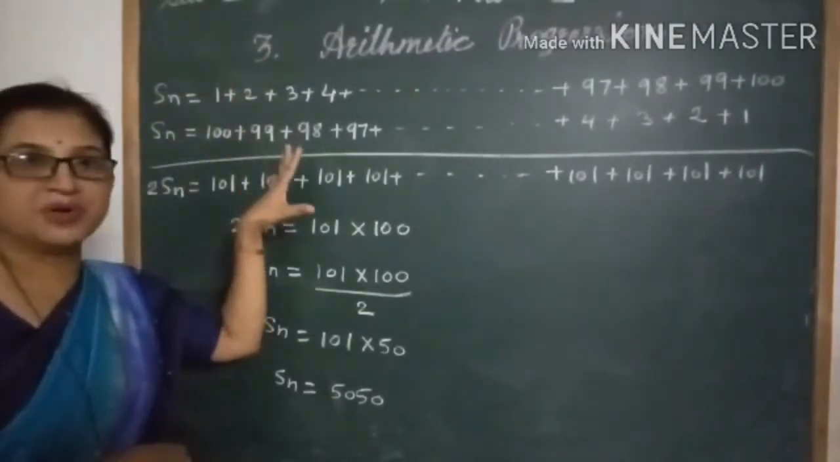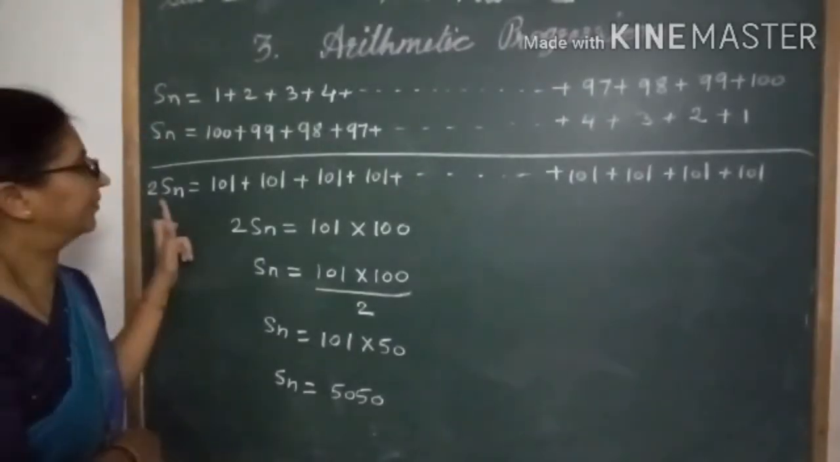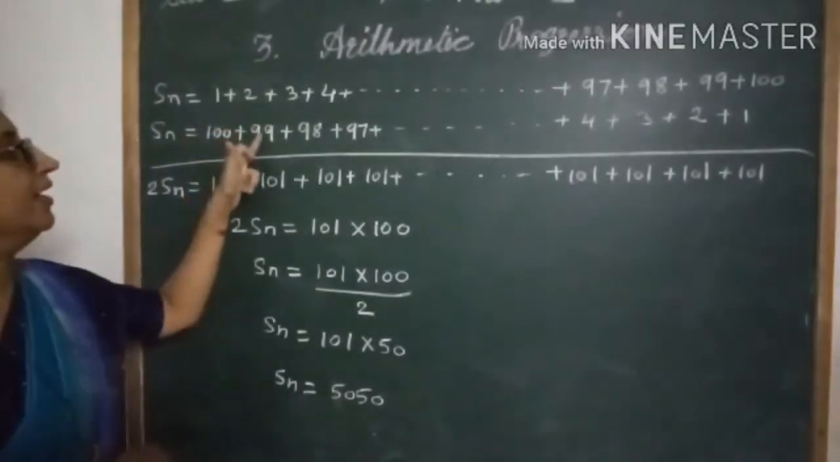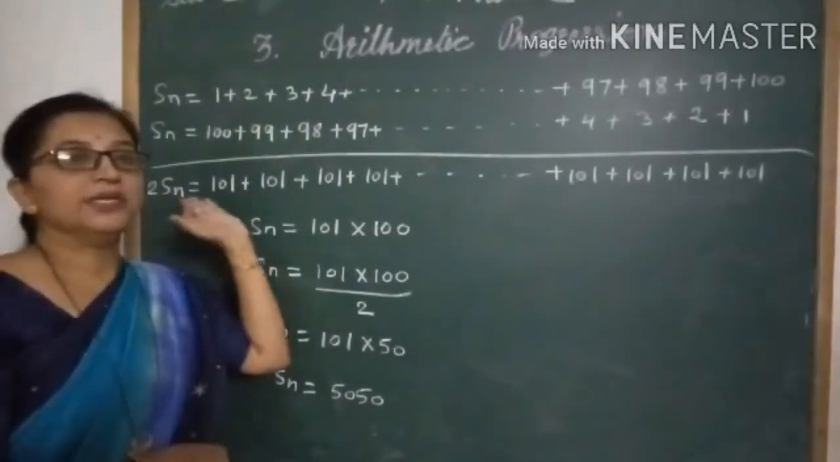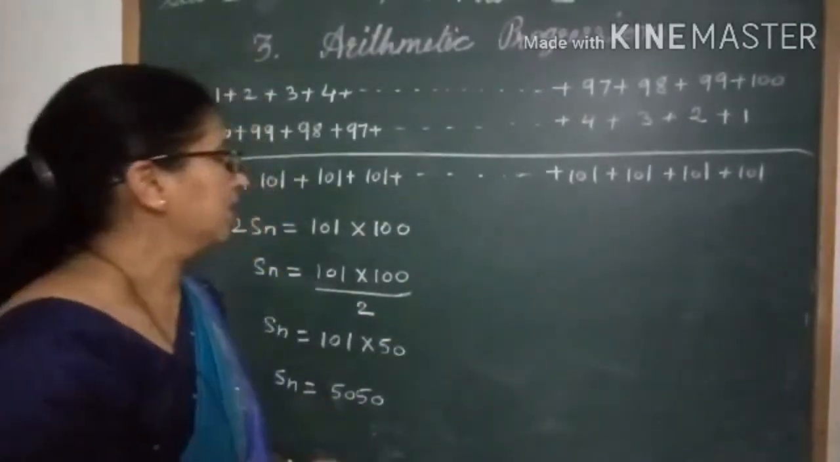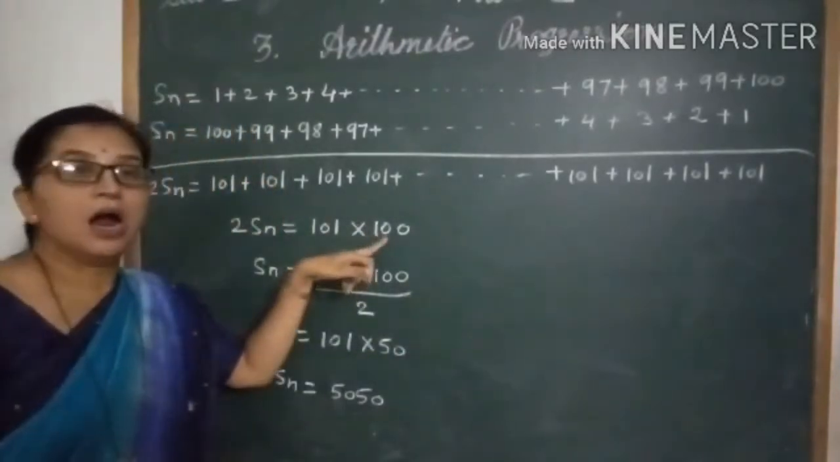Then he added these numbers. So Sn plus Sn, that is 2Sn, and here 100 plus 1, that is 101, 99 plus 2, 101. In this way he added them, and every time he got 101. So altogether he got 101 for 100 times.